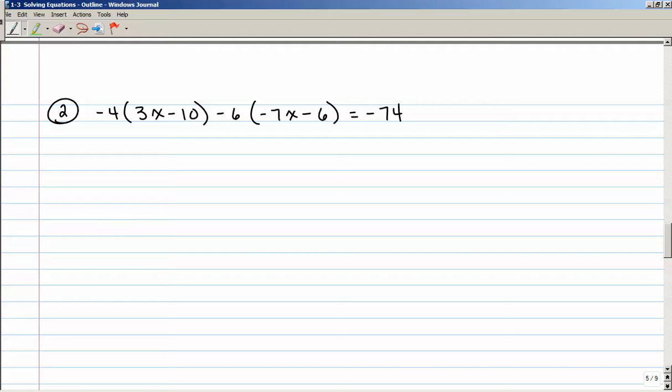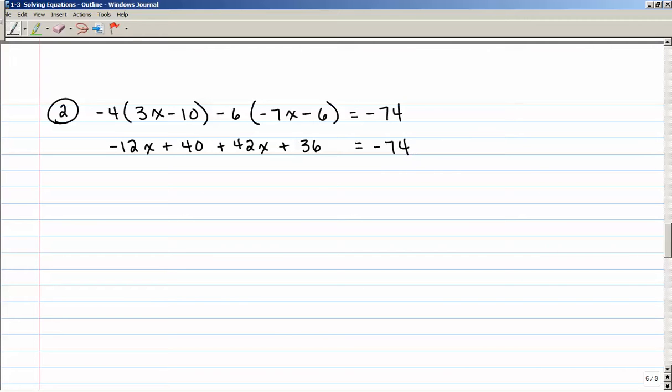This example has some parentheses in it, so I'm going to need to use the distributive property. So let's get rid of the parentheses first and distribute a negative 4. So that's going to give me negative 12x plus 40. And distribute a negative 6. That's going to give me a positive 42x plus 36 equals negative 74.